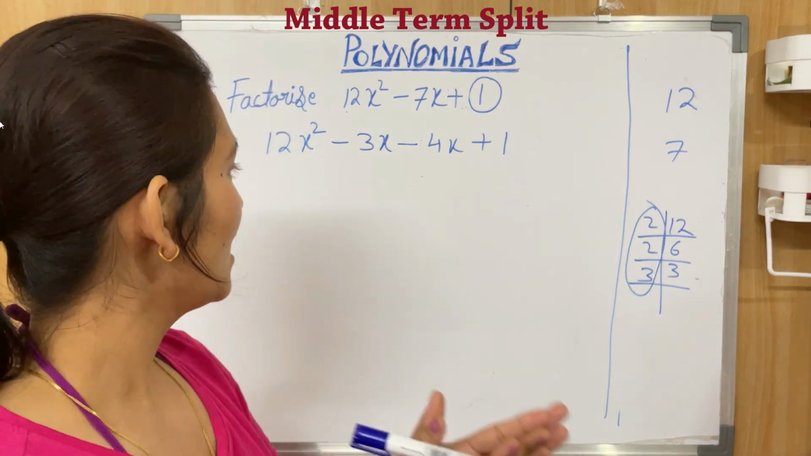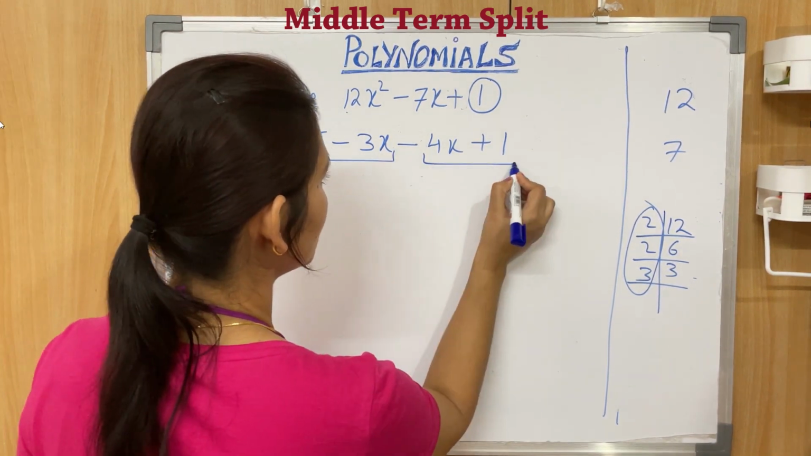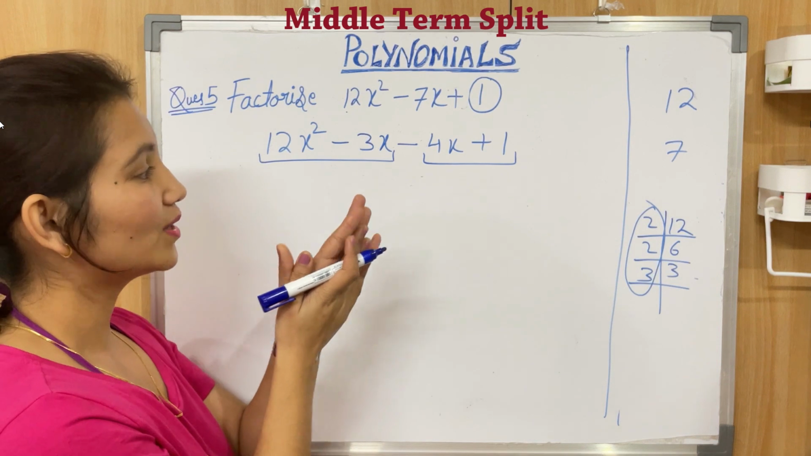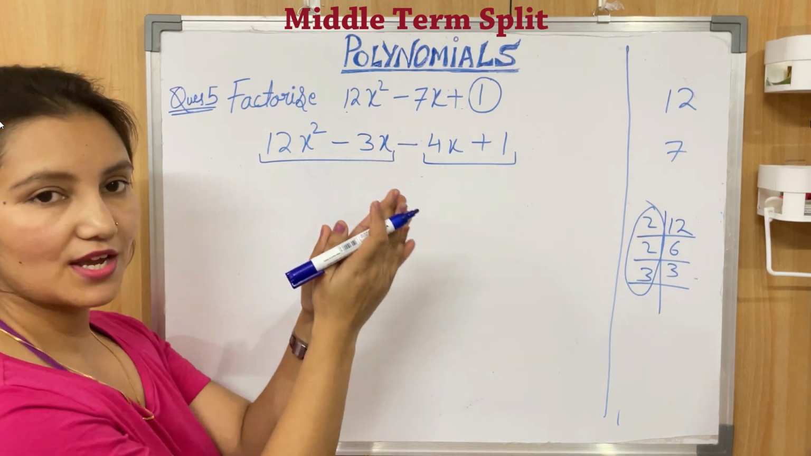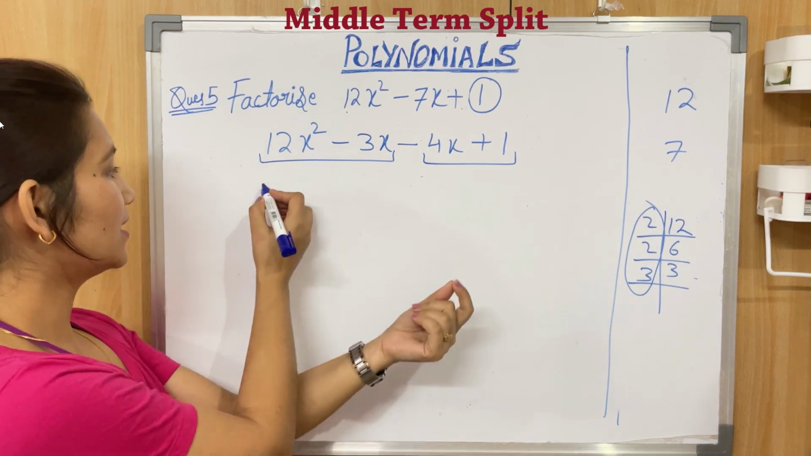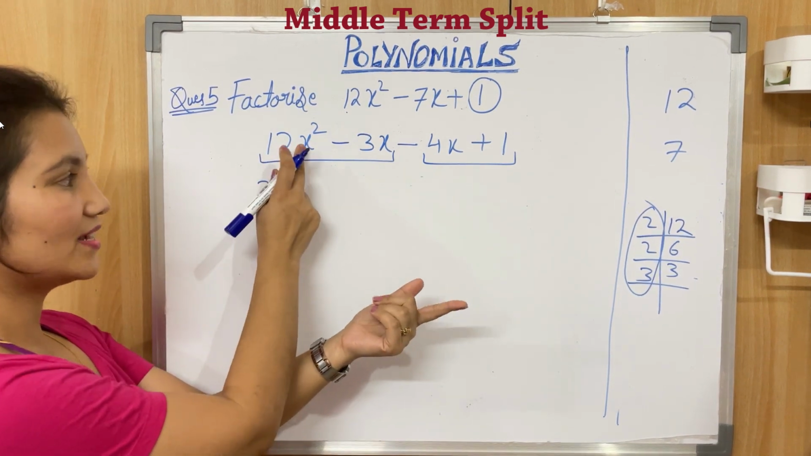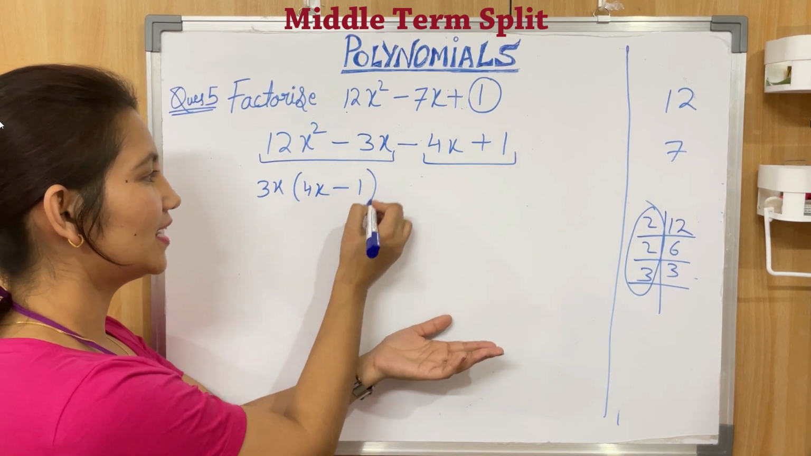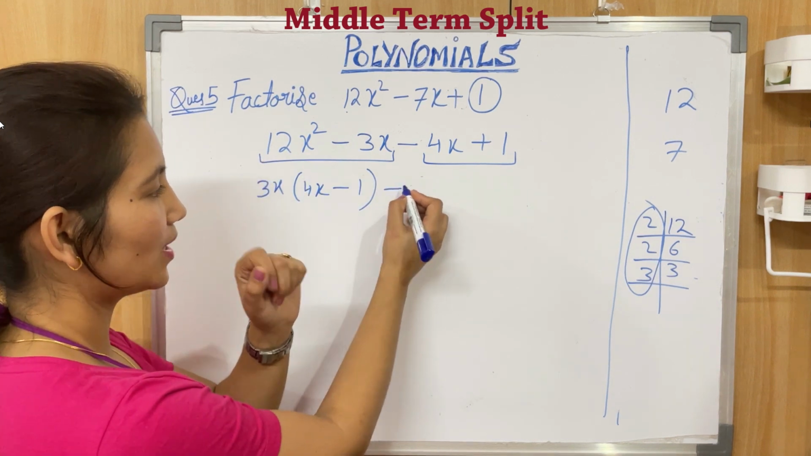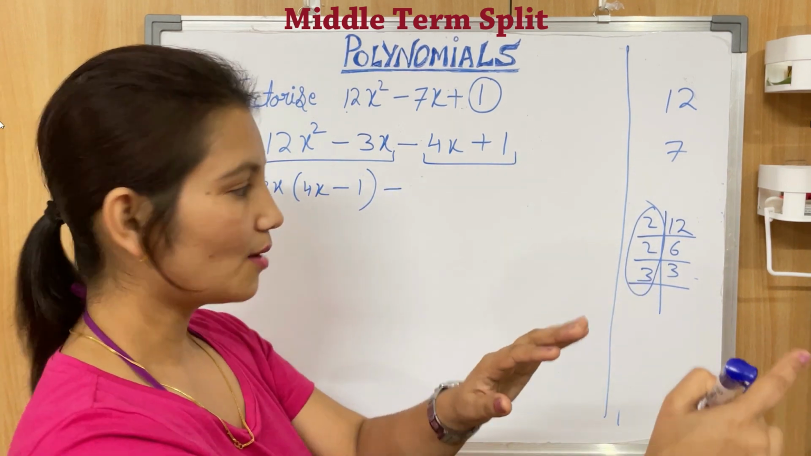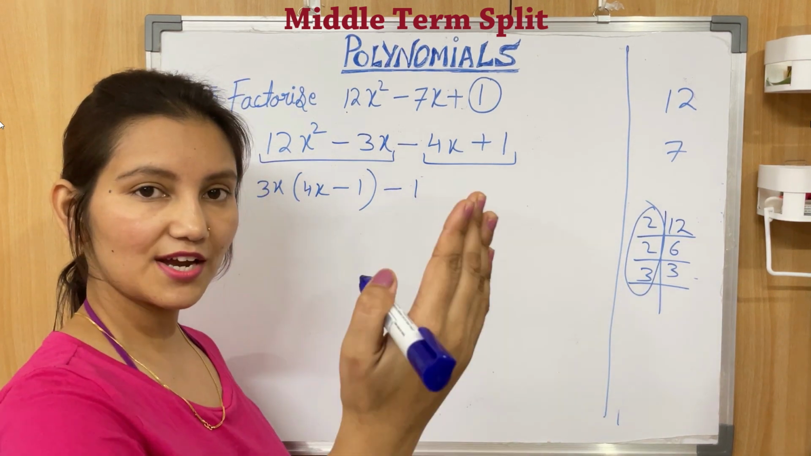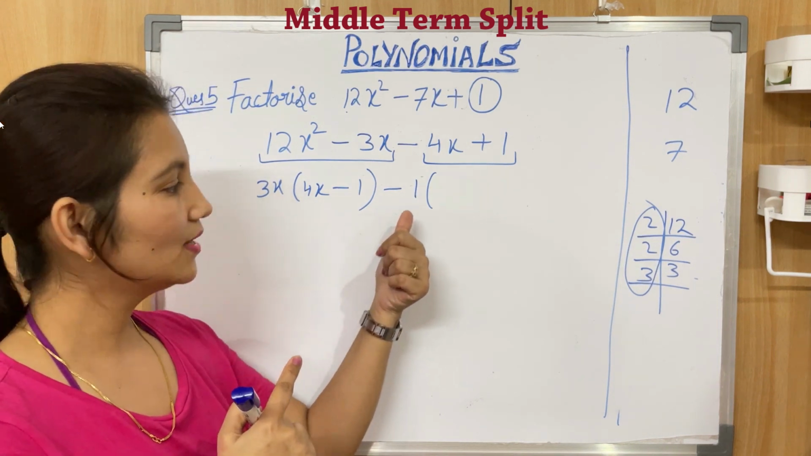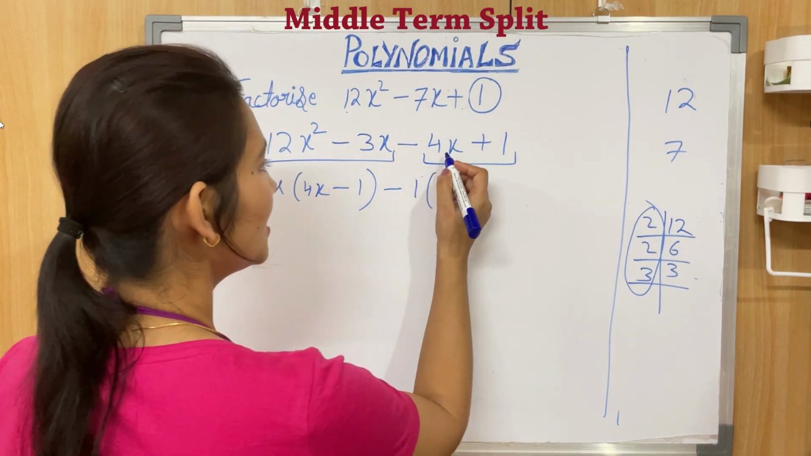Now what is the next step? I need to make groups of the first two terms and the last two terms, and in both these groups find what is common. In 12x square minus 3x, what is common here? 3x is common. Whatever is common, take it outside. 12x square, 3 comes out, 4 and x comes out, only x is left, and then 1 is left. Now again, there is this minus sign. In 4x and 1 there is nothing common, so we'll take 1 common. If nothing is common, it means we are taking 1 common. So we are inserting a bracket. We have taken minus outside, inserting a bracket, and now what will I do?